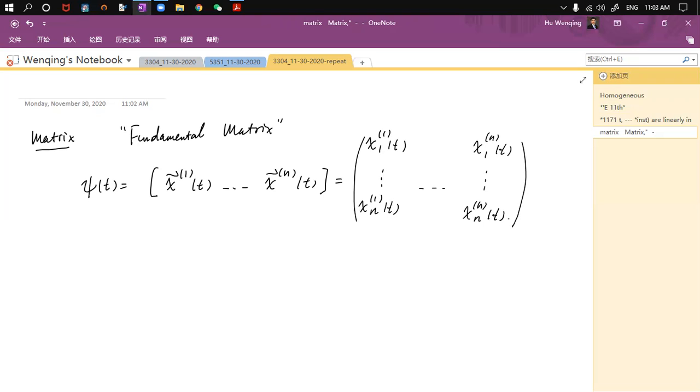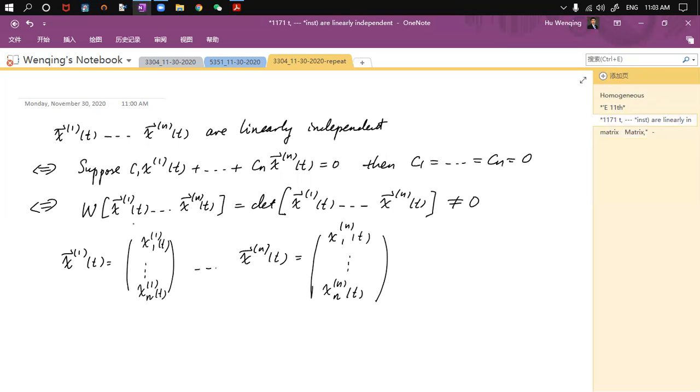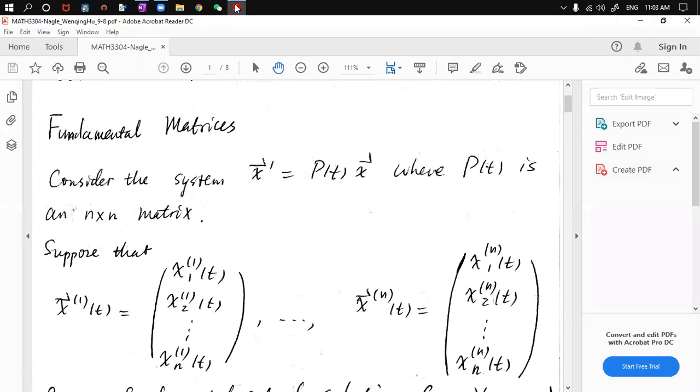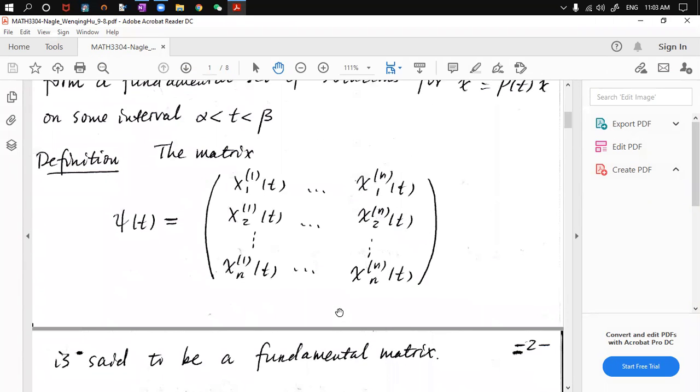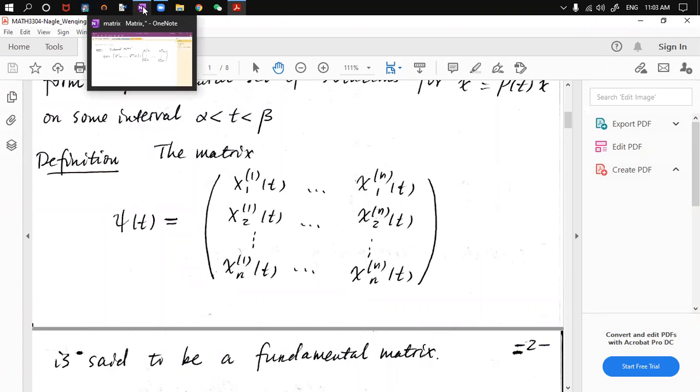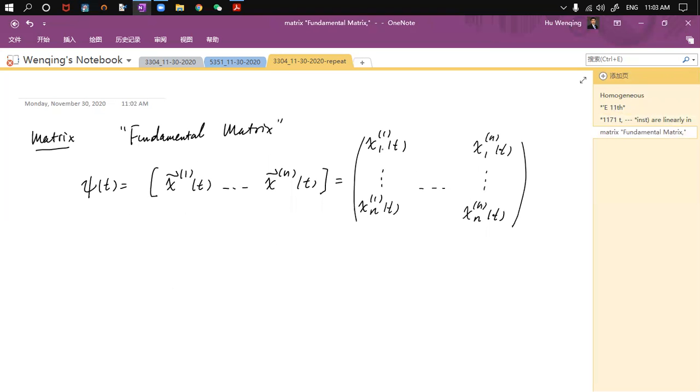Is that good, everybody? Now with this fundamental matrix at hand, the criterion for the Wronskian is just to say that the determinant of the fundamental matrix is not equal to 0. So that's about the fundamental matrices, and that's the definition of what we have for them.